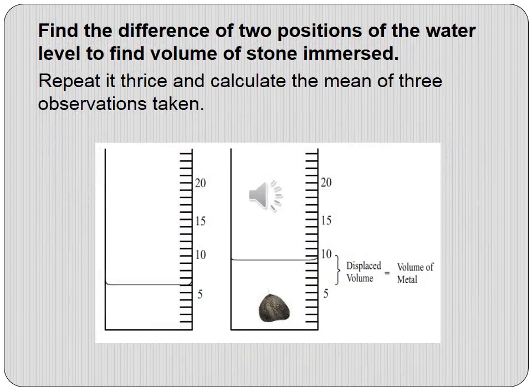Next, you have to find the difference of two positions of the water level to find the volume of the stone immersed. That is the difference between two levels. The first one is the initial position of the water level in the measuring jar, and the second one is the final position, which is after the immersion of the stone in the water taken in the measuring jar. Repeat it twice and calculate the mean of the 3 observations taken.